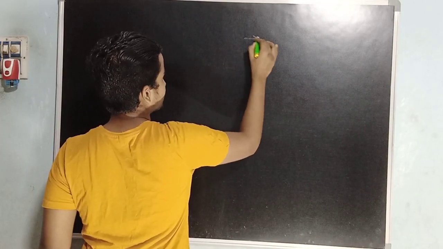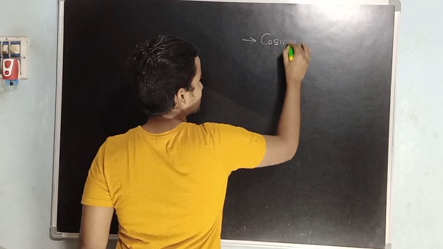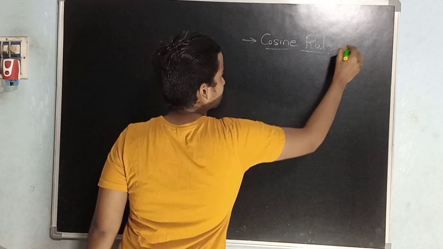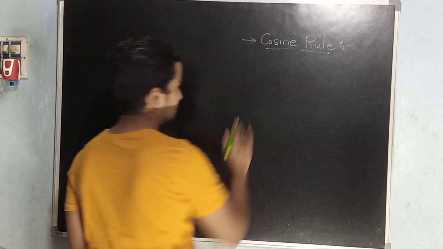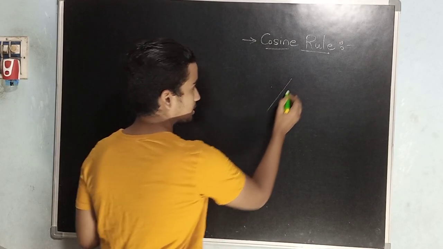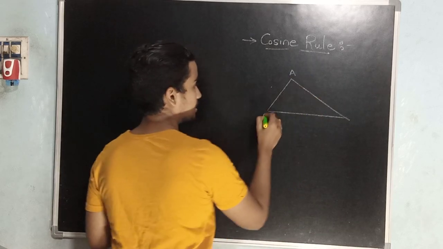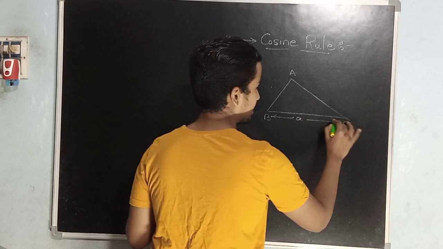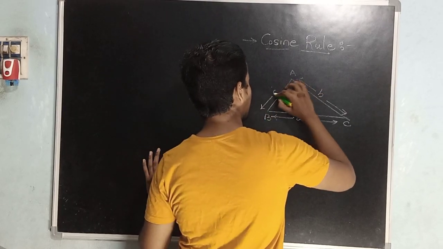Today's topic is cosine rule. In cosine rule, let me make clear about the results. Let me consider a triangle ABC, whose sides are a, b, and c.